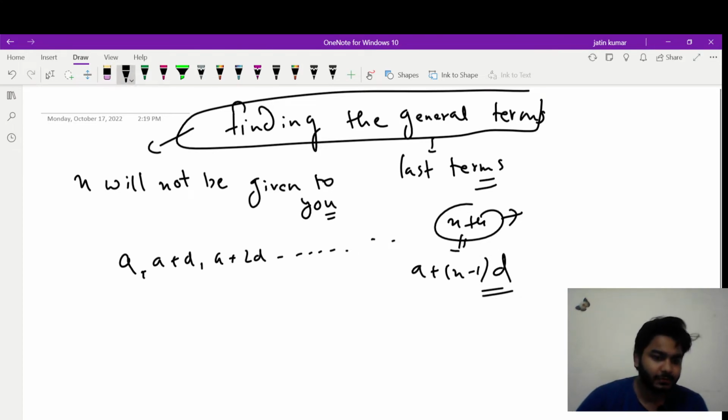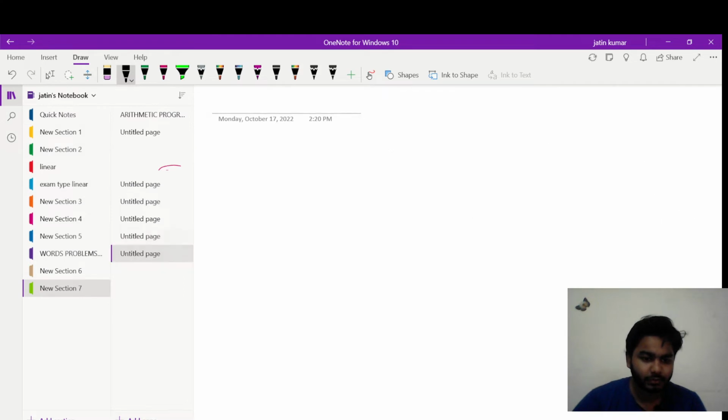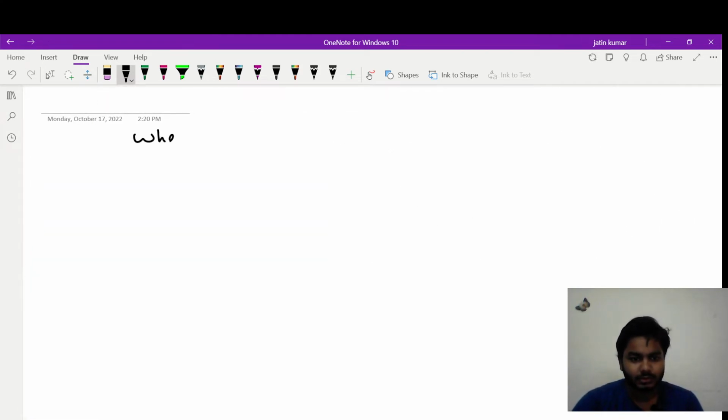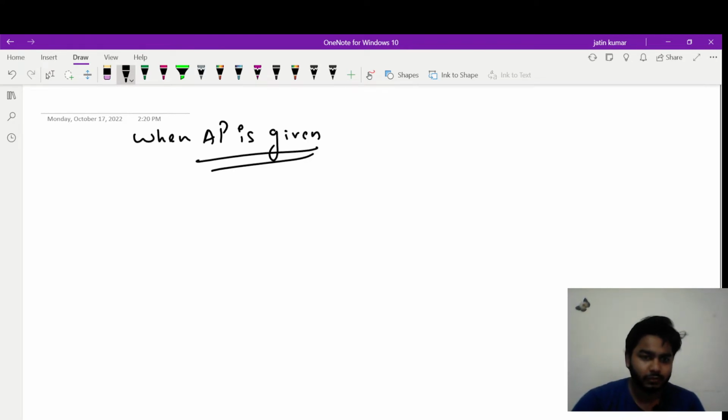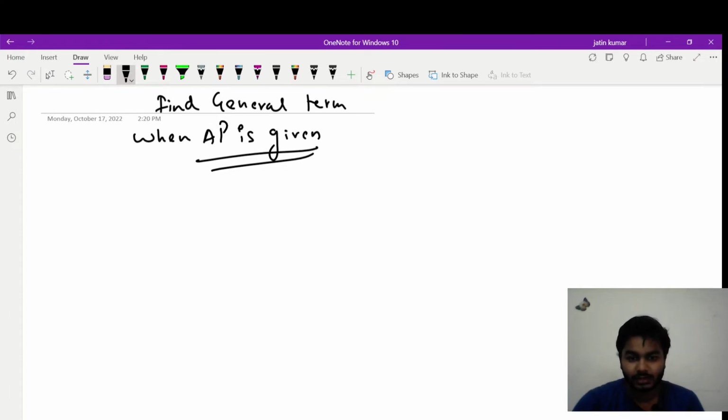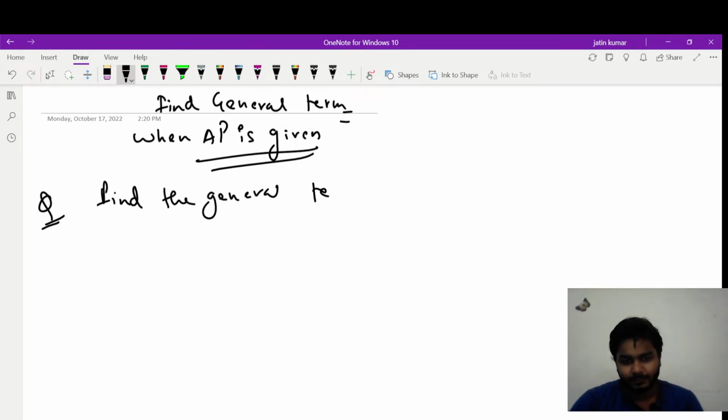Okay, now what type of question will be framed? Let's do some questions. Find the general term. AP will be given to you. Sometimes AP will also not be given to you. Let's do when AP is given. So you need to find the general term. Find general means last term only, and you need to put the formula A plus n minus 1 into D. Let's see. Question: find the general term of this AP of 9, 13, 17, 21, 25.